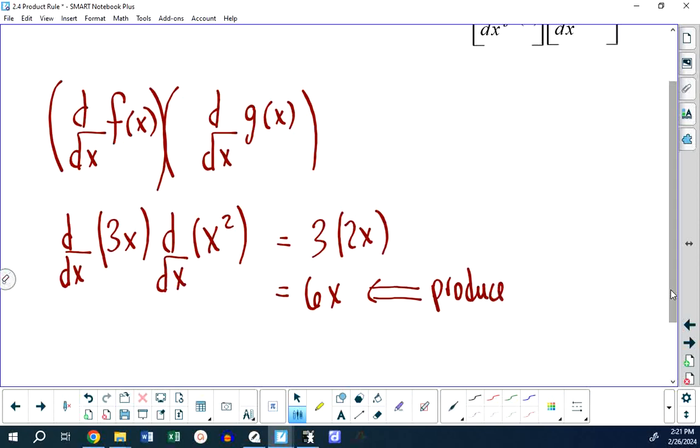And you know what? I guess I just misspoke. I said we're getting a derivative. No, we're not. We're getting a product of 6x. This is the product of the derivatives.